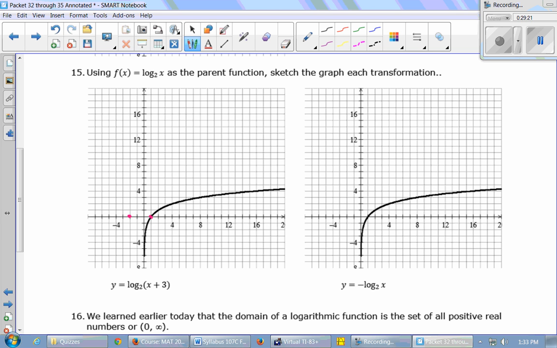I've got this point here, go 1, 2, 3 to the left. And this point here, 1, 2, 3 to the left. And then I've got (8, 3), 3 to the left, and (16, 4), 3 to the left. My asymptote used to be at x equals 0. Now it will be at x equals negative 3. Just move it 3 to the left. So my new graph looks like this.